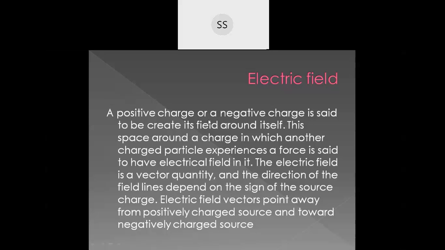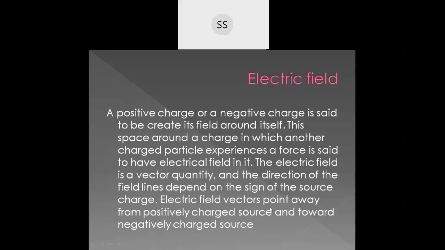A positive charge or a negative charge is said to create its field around itself. This space around a charge in which another charged particle experiences a force is said to have an electric field in it. The electric field is a vector quantity, and the direction of the field lines depends on the sign of the source charge. So, the direction of that electric field will depend on the sign of the source charge.